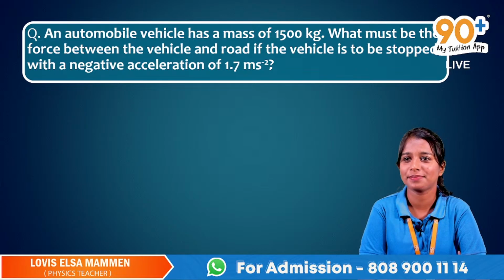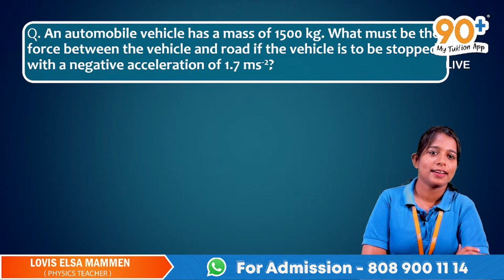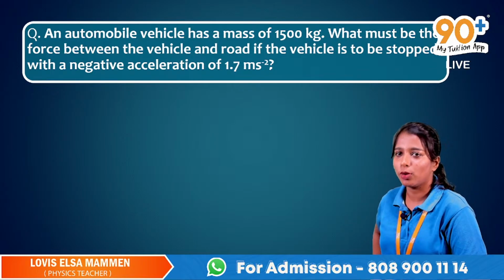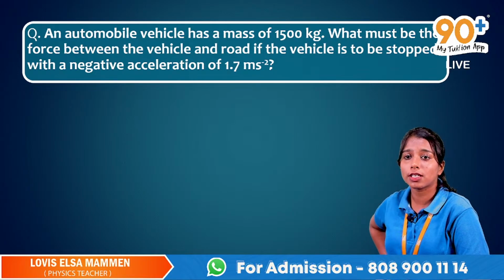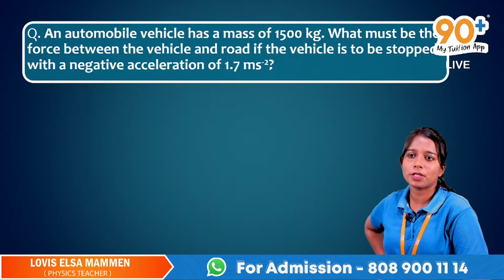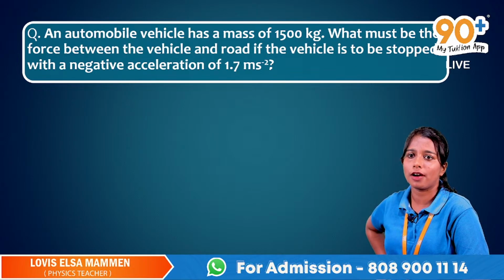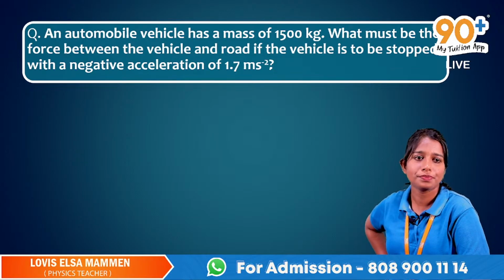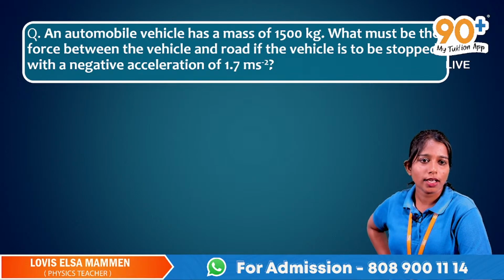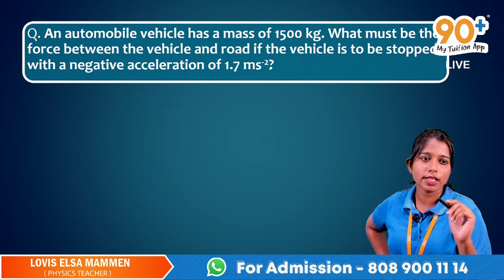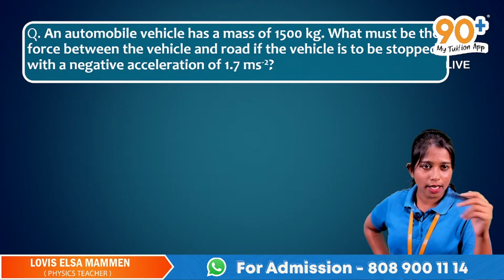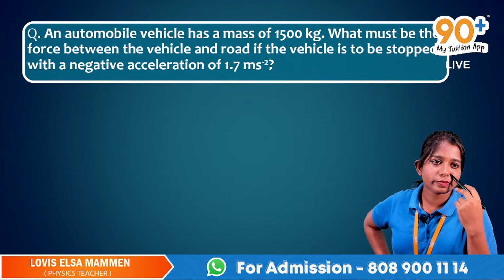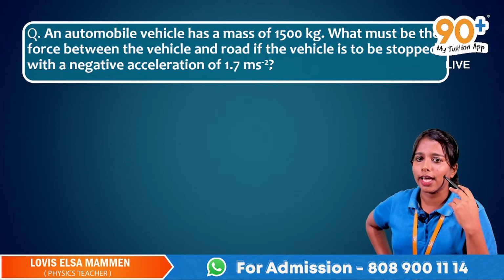An automobile vehicle has got a mass of 1500 kilogram. What must be the force between the vehicle and the road if the vehicle is to be stopped with a negative acceleration of 1.7 meter per second square? Got it? Have you finished writing? You can write it in your exercise, with the question number. Fine. I assume you have written it.